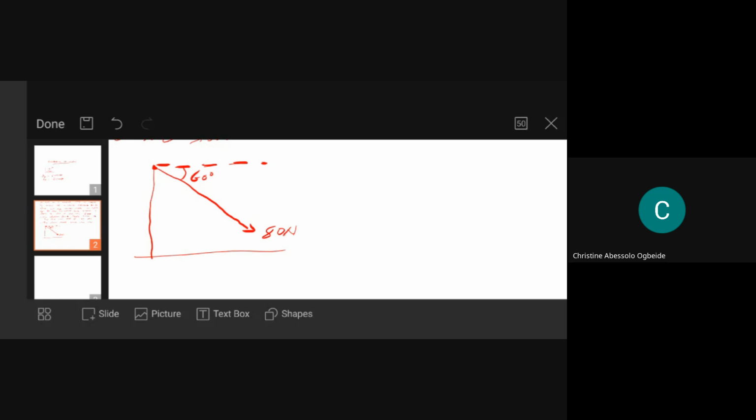So how will I simply get that? I will know that my F of x becomes F cosine theta. Why? You can see that the angle is inclined to the horizontal. So the effective force F of x is equal to the force multiplied by the cosine of the angle. And cos 60 is 0.5. 0.5 times 80 will give me 40 Newton. So 40 Newton is actually the force that will pull the nail out of the wall.